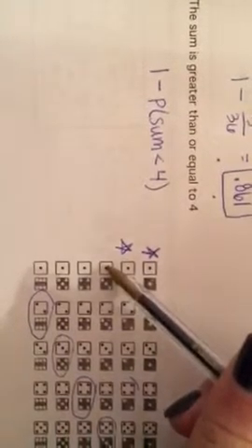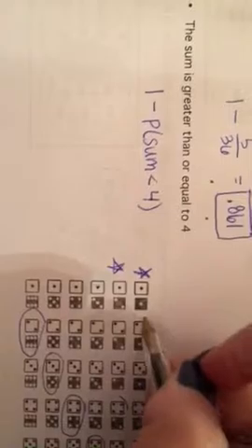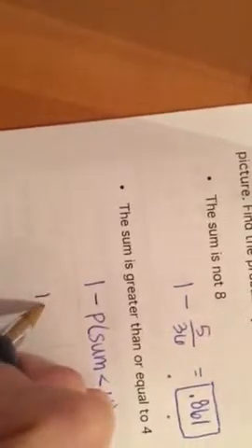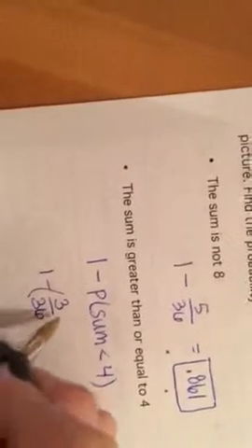So I'm going to go back over to my diagram. 1 and 1 will give me 2, which is less than 4. 2 and 1 is 3, which is less than 4. 3 and 1 is 4. Okay, it has to be less than 4. It can't be equal to. So I'm going to go here, 2 and 1 gives me 3, less than 4. Okay, so these are my only 3 outcomes that give me a sum less than 4. So I'm going to do 1 minus the 3 I just counted up out of the 36 possible outcomes.